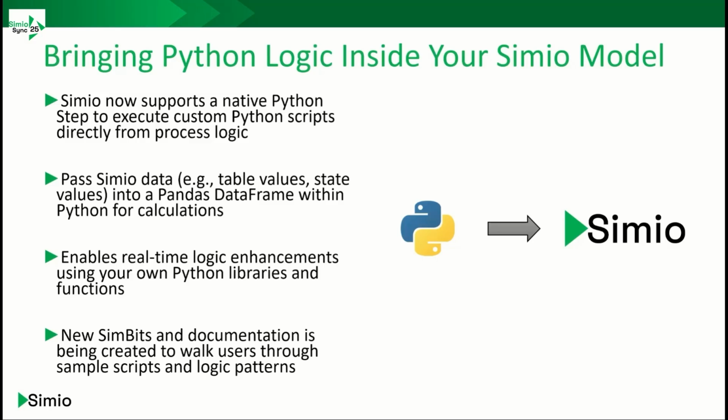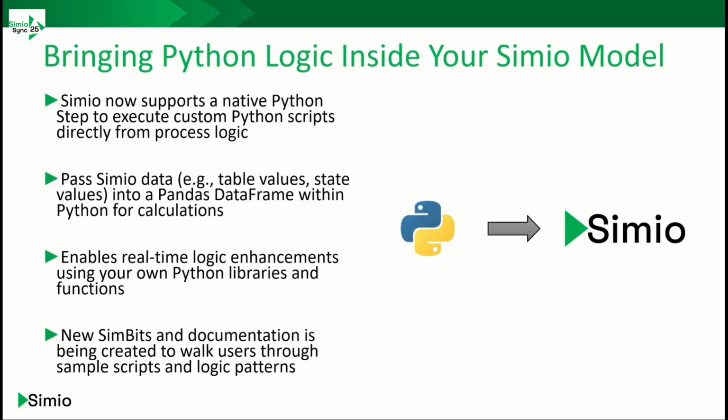Here's how it works. You create a Python step inside of your Simio process logic. You can pass data into the script from state variables, model tables, or input parameters. That data is passed into the Python data frame or whatever you have in your script, and that logic runs a calculation, an algorithm, an API call. The Python step then returns data back to Simio, and your model can immediately use the results.